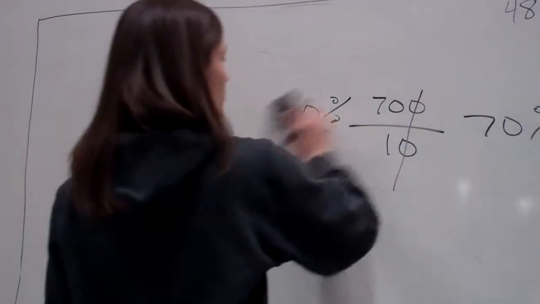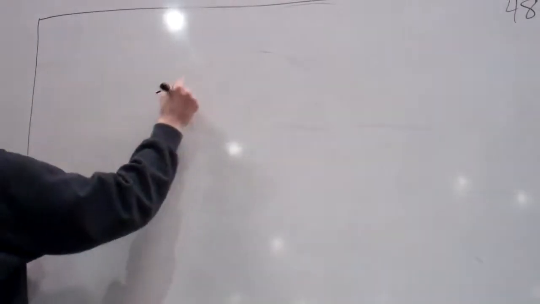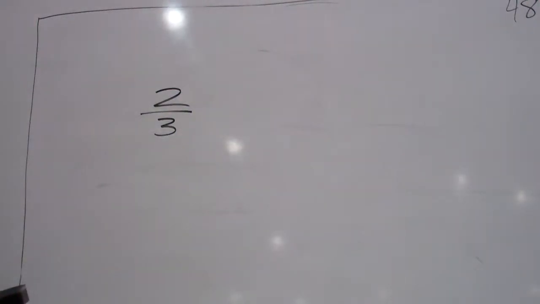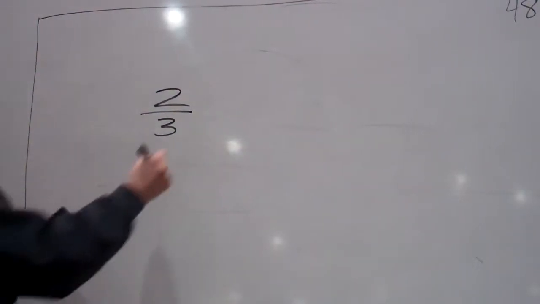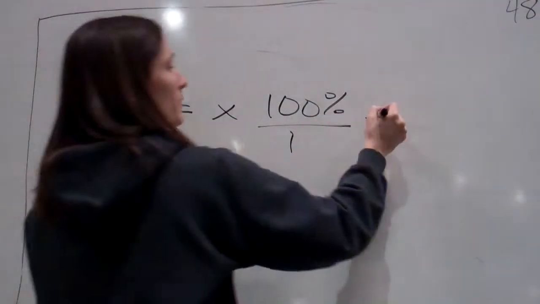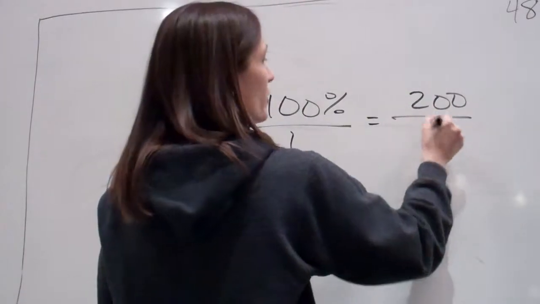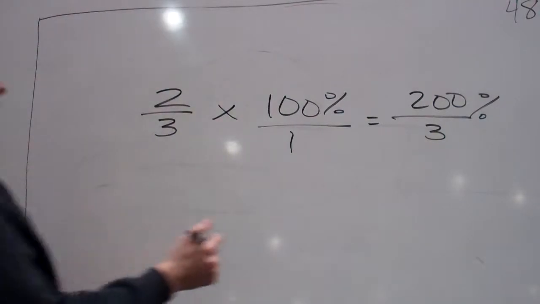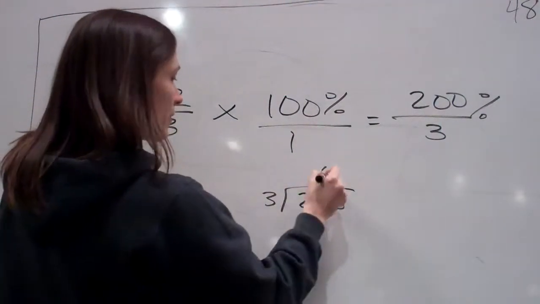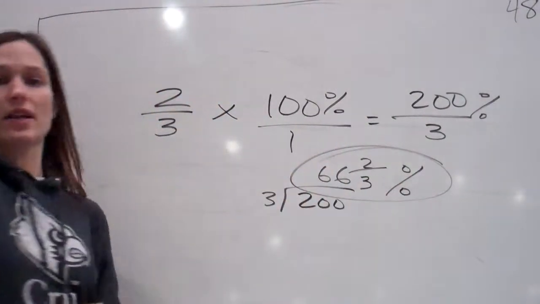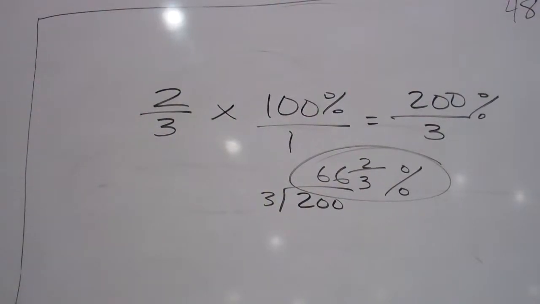Try this one. This one's not as easy to do the first way that I showed you because it's not a multiple of 10. Okay? So on this one, you're going to have to go 2/3 times 100%. Okay? So I would have ended up getting 200 over 3%. And 200 over 3 becomes, once I did that, 66 and 2/3% as my final answer. Okay? Everybody feel like you understand?